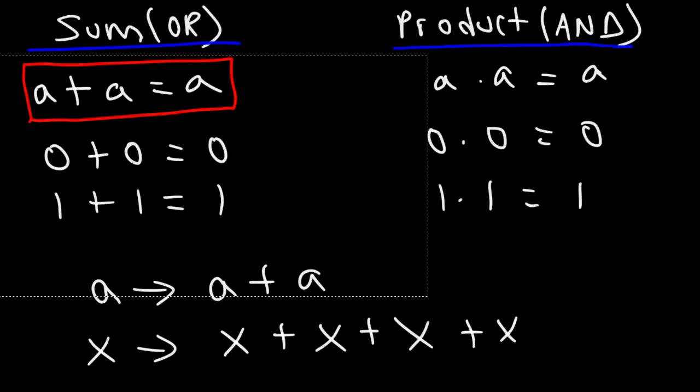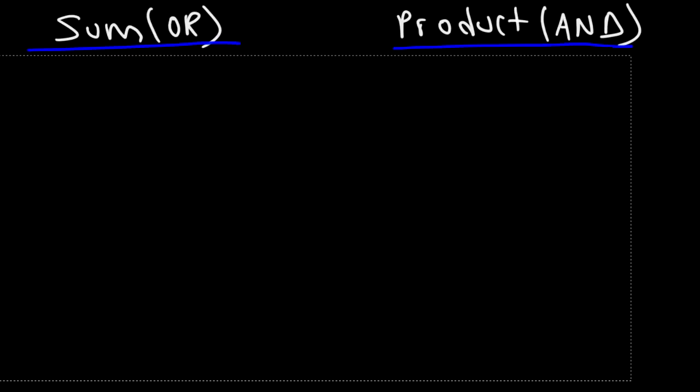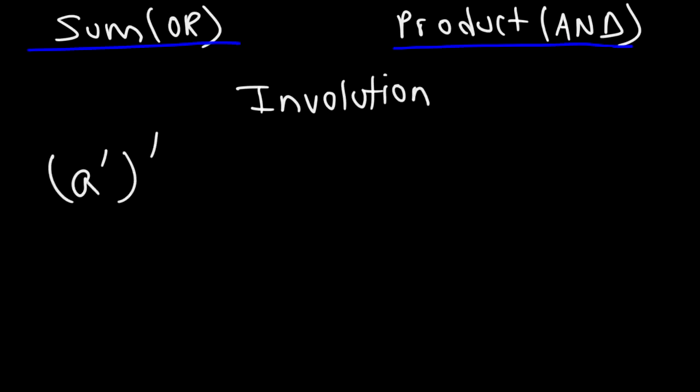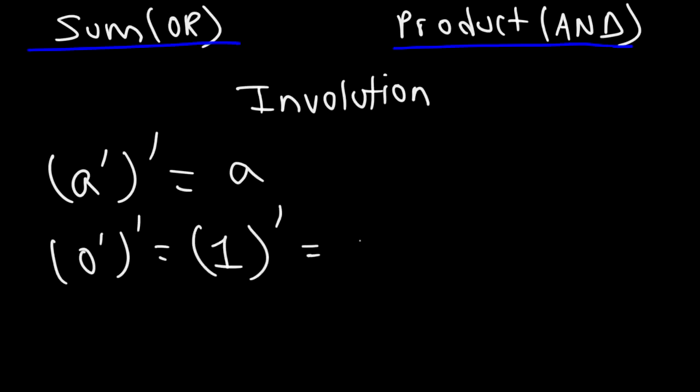Now for the next one, it's going to be called involution. And this one is pretty straightforward. If you take the complement of A, you're going to get A. It's like a double reverse. So the complement of 0 is 1, and the complement of 1 is 0. So that's the involution property.